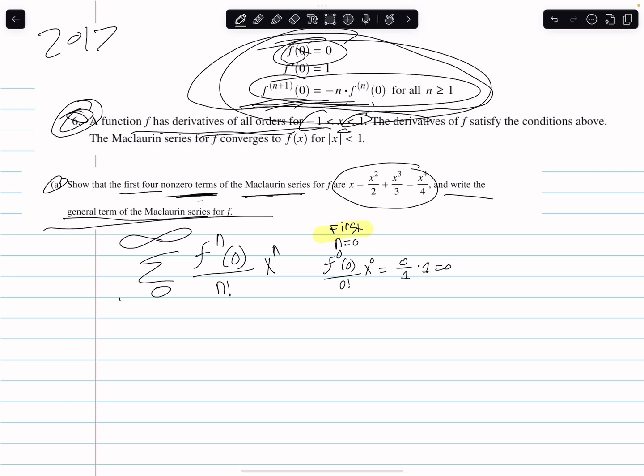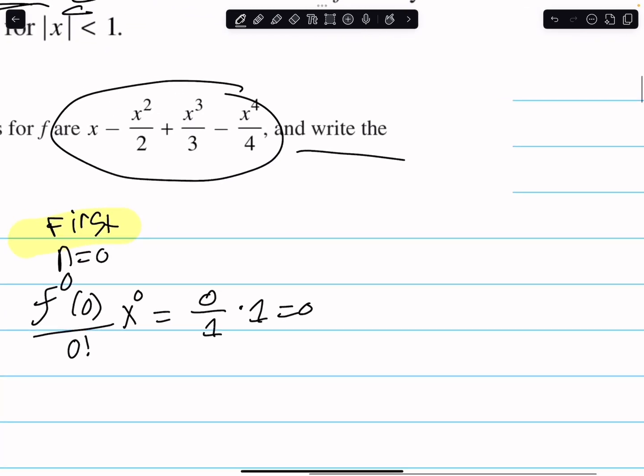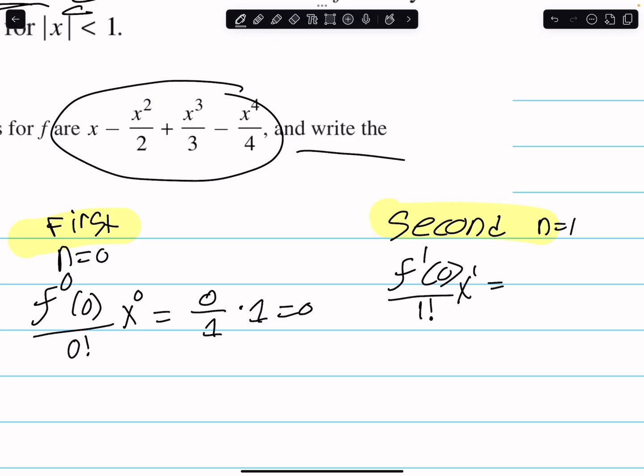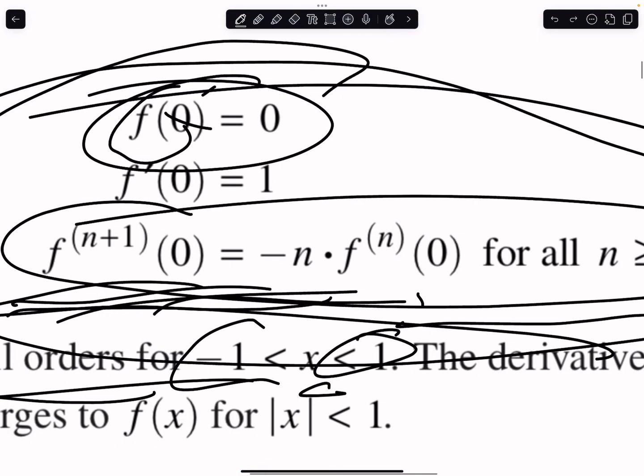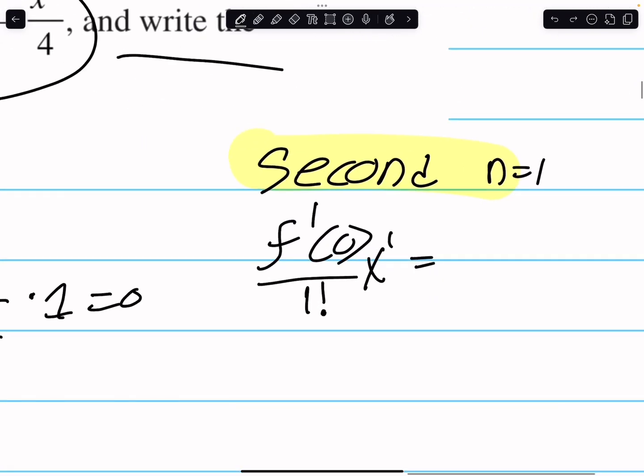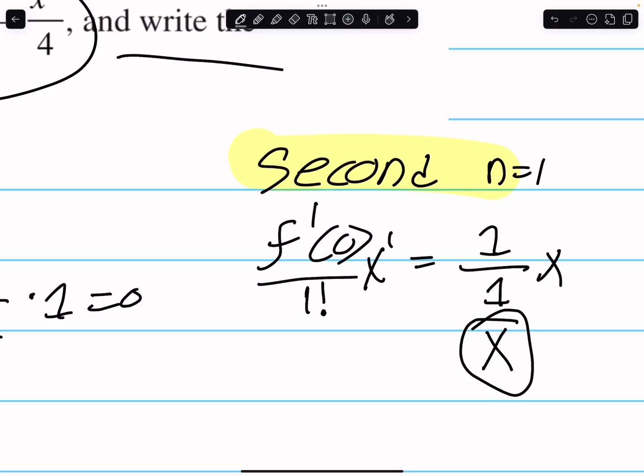So this actually won't be included in our final four, which means we're going to have to find 4 more after this one, which brings us on to our second term in the series, which will be hopefully our first non-zero term, at n equals 1. So we plug in once again, and we get the first derivative of f at 0 over 1 factorial, x to the 1. This first derivative is given to us at the top here: f prime of 0 is equal to 1. And so now that gives us 1 over 1 times x. So this means we have our first non-zero term, which is x.